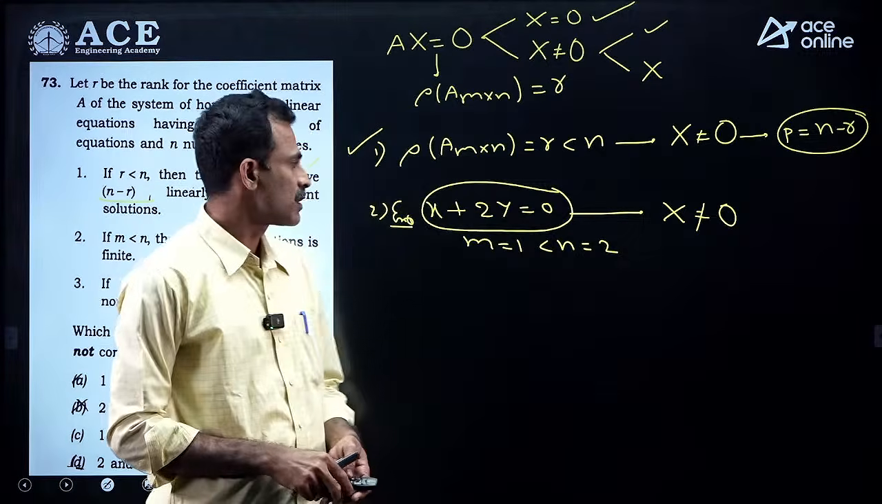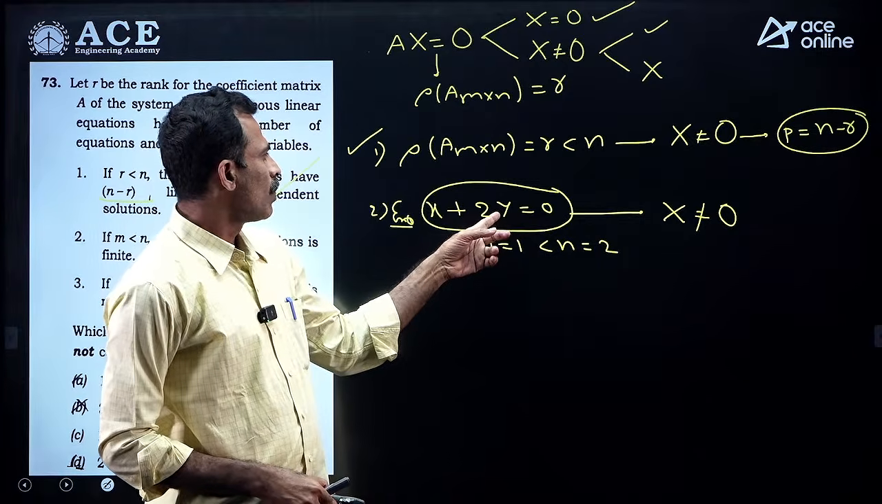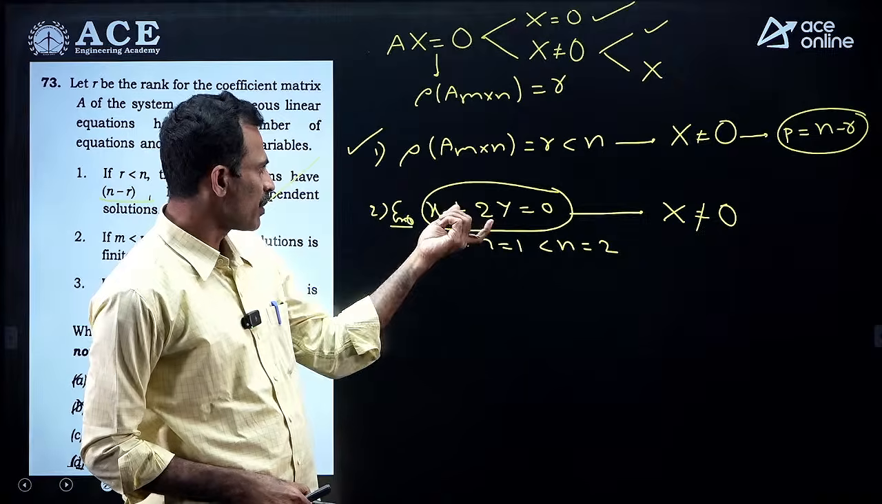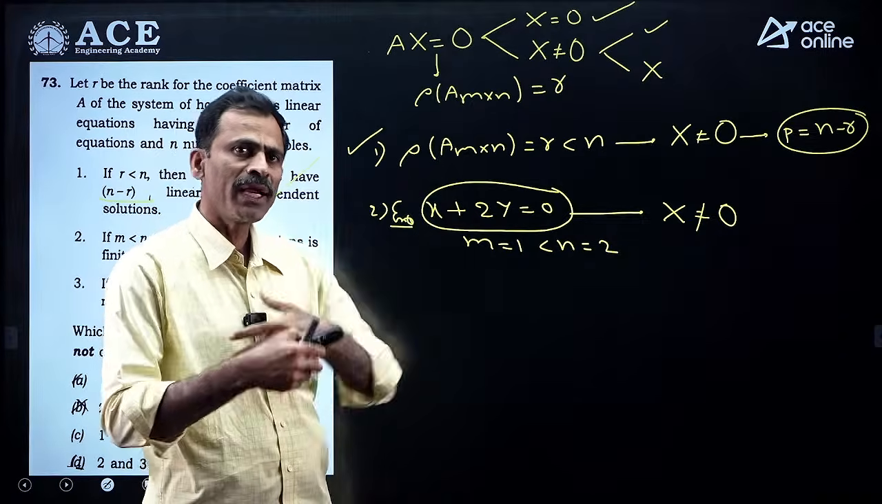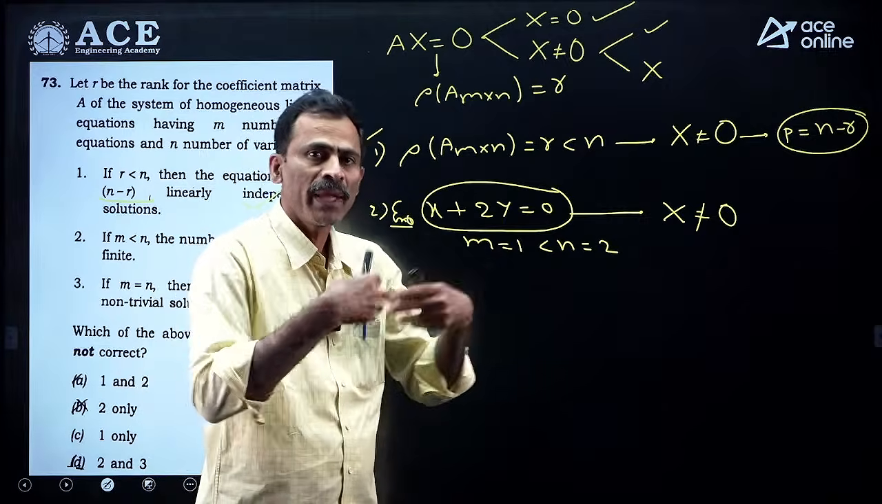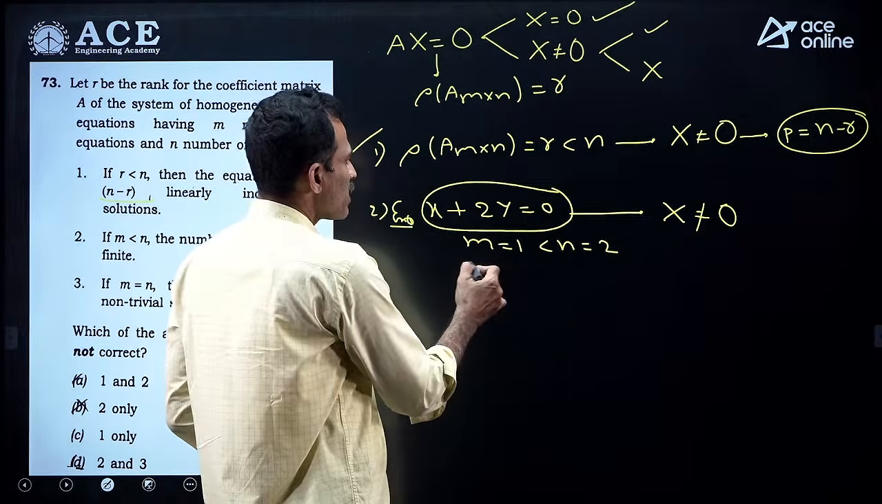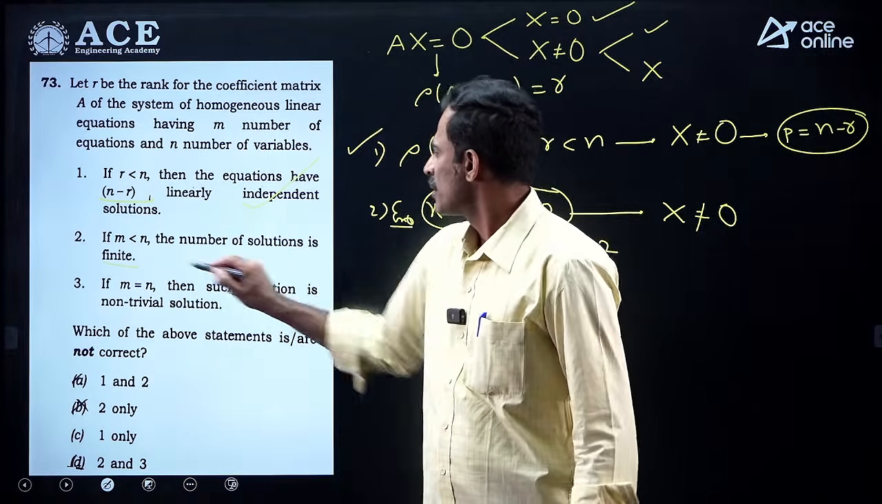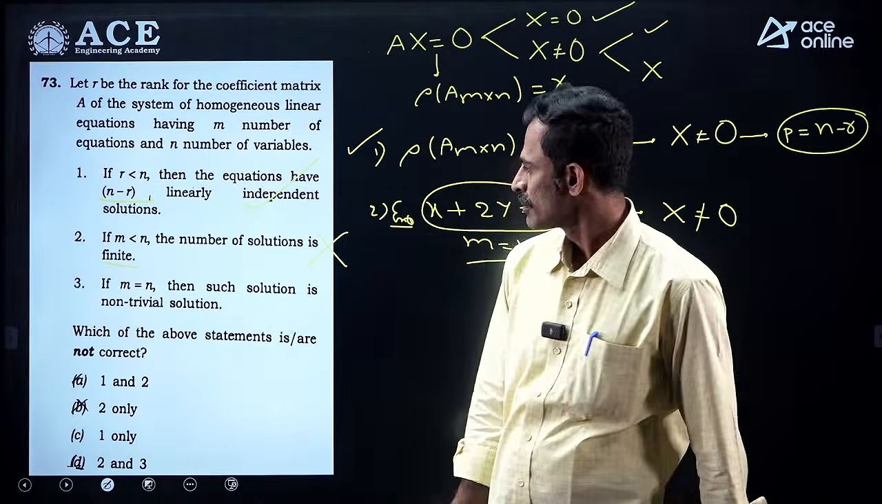Many non-zero solutions exist. If we give some value to y, we get a value for x, or if we give some value to x, we get a value for y. Like that, we can take many values for one of the variables, and depending on that, we can get the other variable's values. So we can get many solutions. But he is saying finite, so this is a wrong statement.